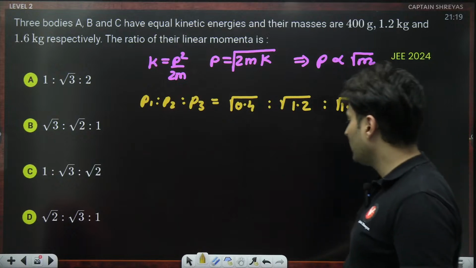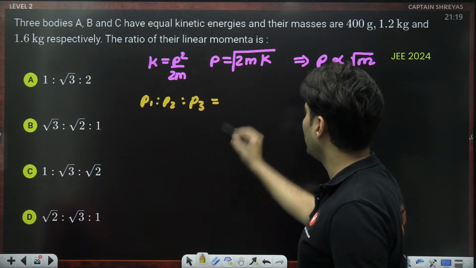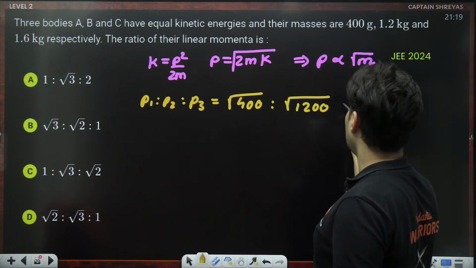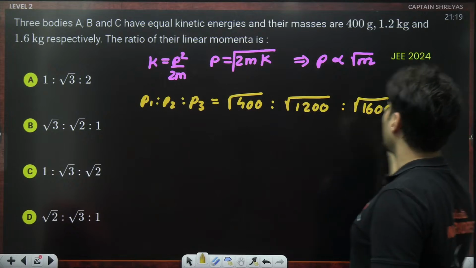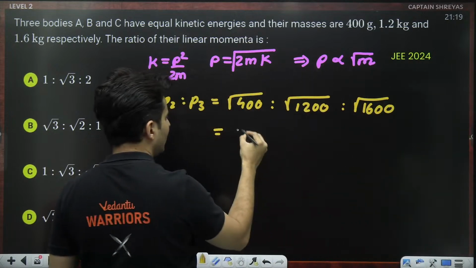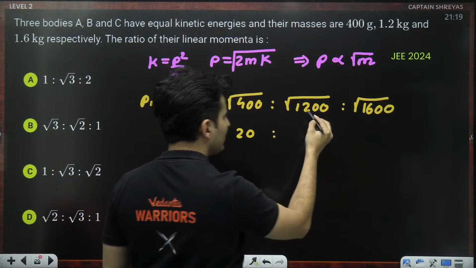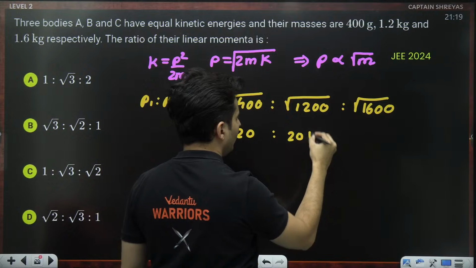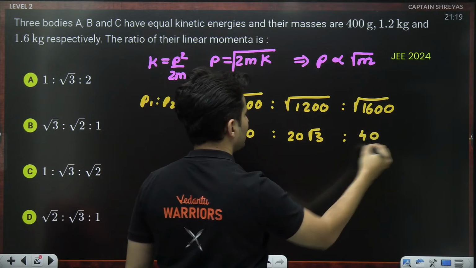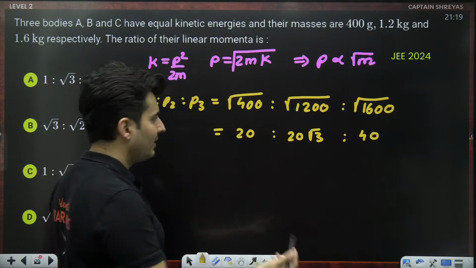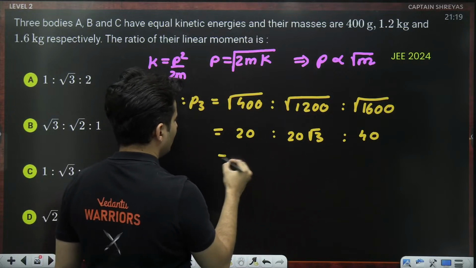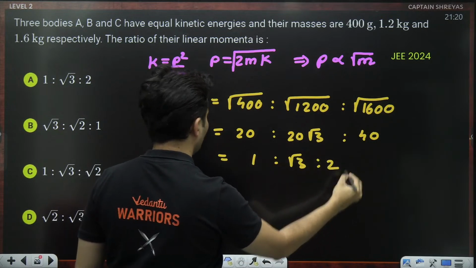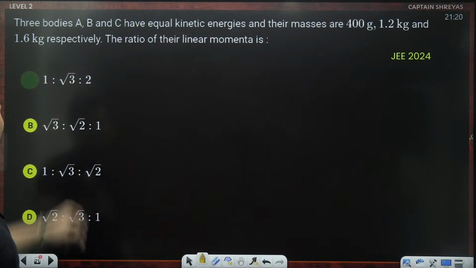If you want, you can convert this into grams also. That will be also okay. So this will be root of 400 is to root of 1200 is to root of 1600. In grams, it will be better. Root of 400 is 20. 1200 is 400 into 3, so that is 20 root 3. 1600 root is 40. 16 is a perfect square of 4. So that's it. Divide this by 20 everywhere. So 1 is to root 3 is to 2, which is option number A.